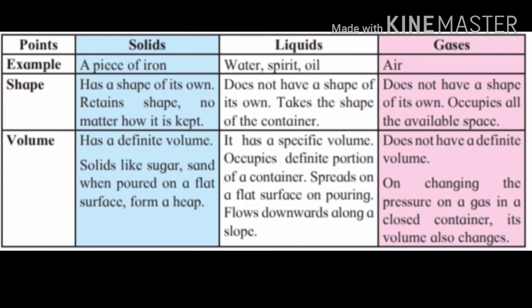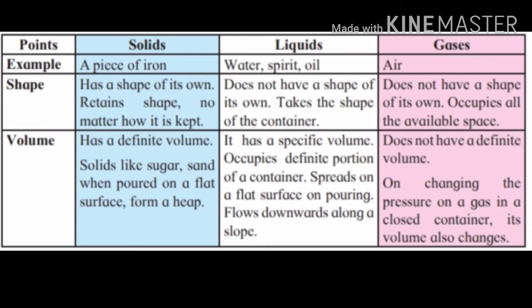Let's see the above table. First is solids. Example of solid is a piece of iron. Shape of solid, it has a shape of its own. It retains its shape no matter how it is kept. Volume, it has definite volume. Solids like sugar, sand, when poured on a flat surface, form a heap.